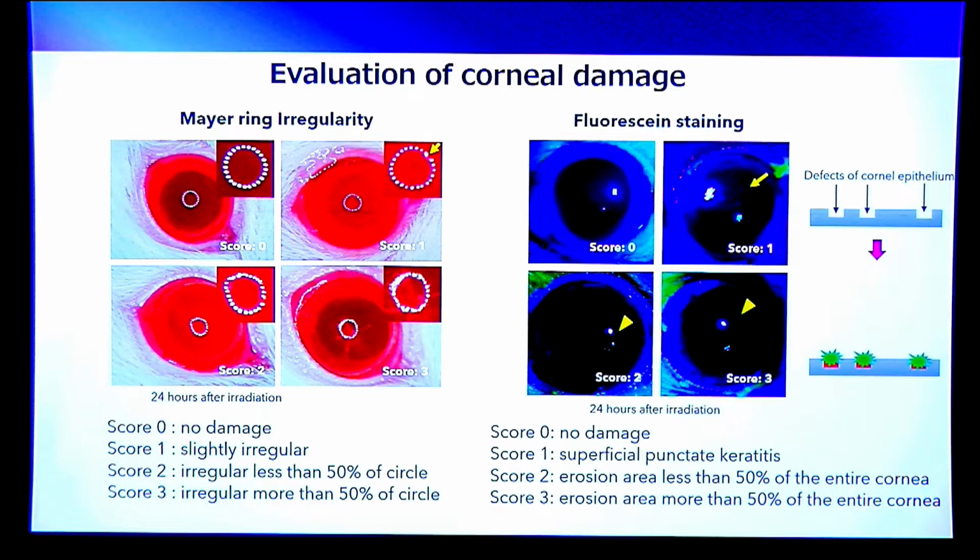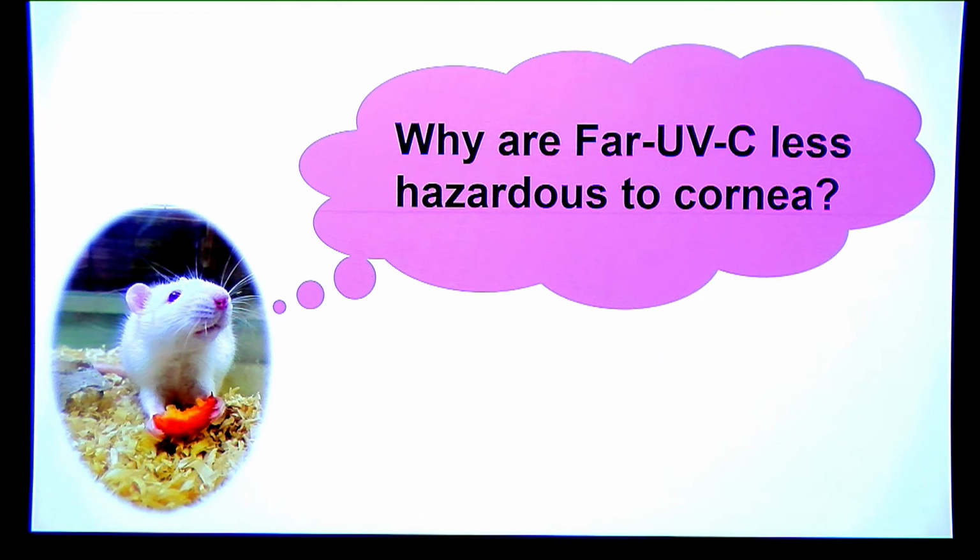The results of our experiments with rats indicate that Far-UVC is extremely less hazardous to the cornea than previously thought. So currently, the threshold limit value of 222 nanometer Far-UVC has been raised from 22 to about 160 millijoules per square centimeter. Okay. So why is Far-UVC less hazardous to the cornea?